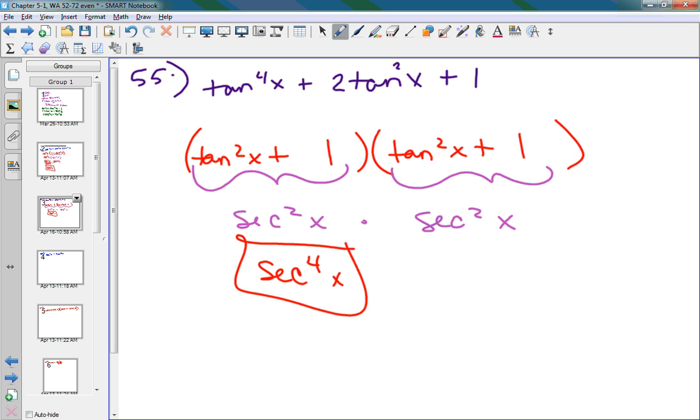I have a 1, a tangent squared, and a secant squared all on my playing field. But I can move them around for different scenarios. Does that make sense? I can move this tangent squared over here by subtracting tangent squared from both sides to have 1 is equal to secant squared minus tangent squared. I may need to use that at some point.